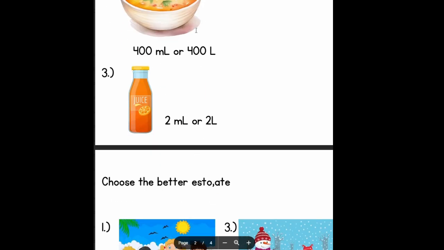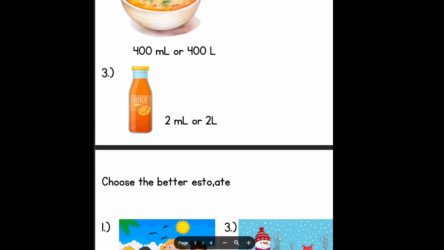And then 2 milliliters or 2 liters. Honestly, this is probably going to be 2 liters, because even though 2 liters is a large amount, 2 milliliters is an unreasonably small amount to pay for or drink juice of. So the answer here would be 2 liters.